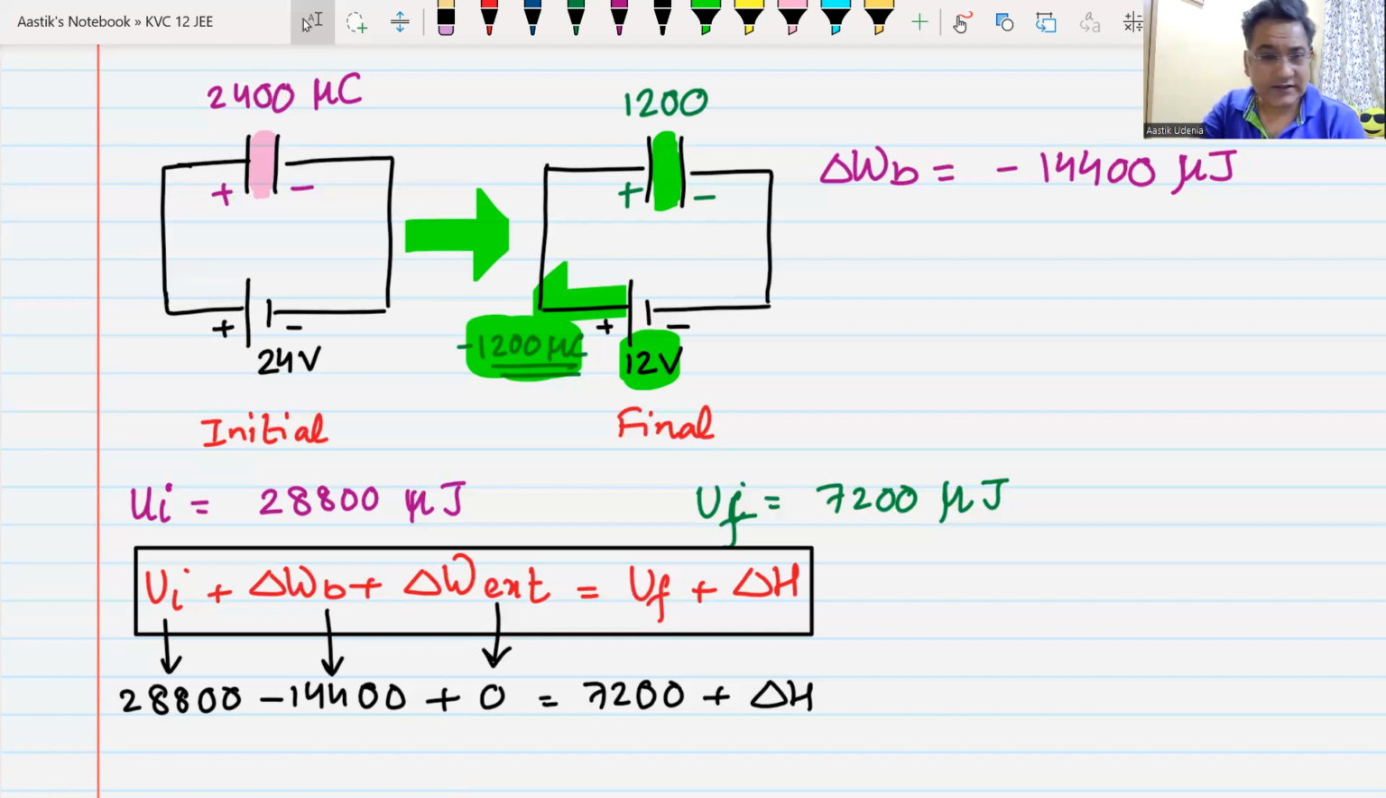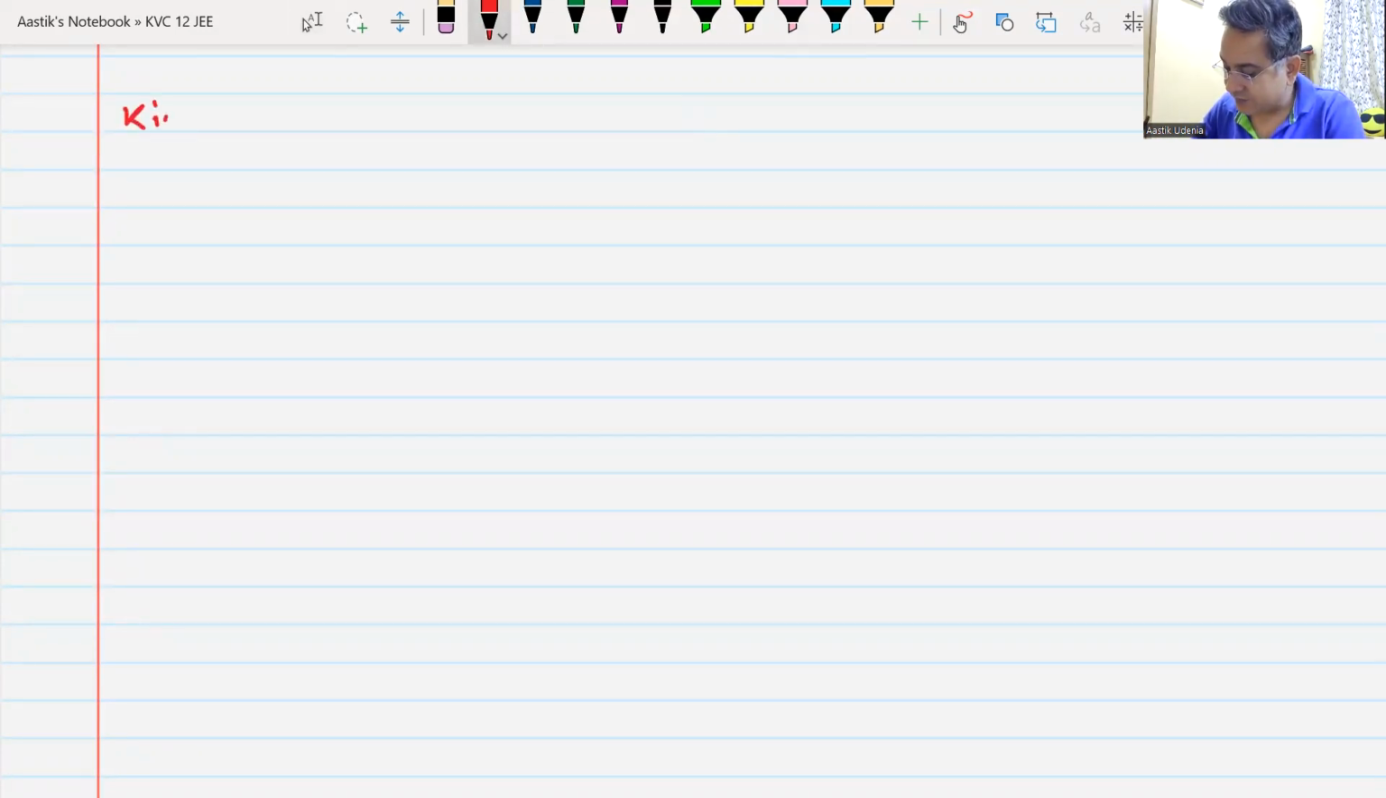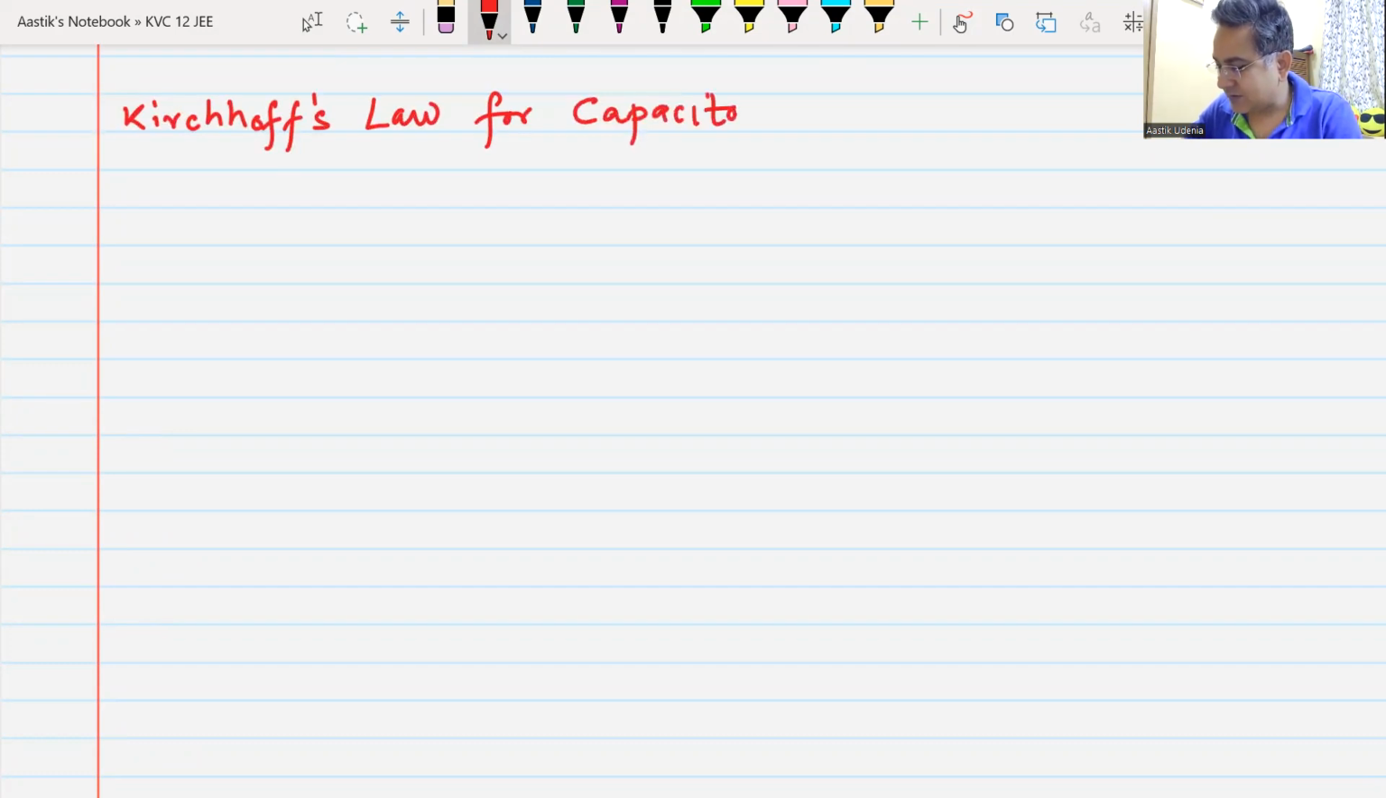of capacitor circuits. And the first thing that we are going to see is your favorite, Kirchhoff's law for capacitors. Whether it is for capacitor, resistor or inductor, the law remains the same. Nothing changes for this law. Actually, there are two laws that are there.